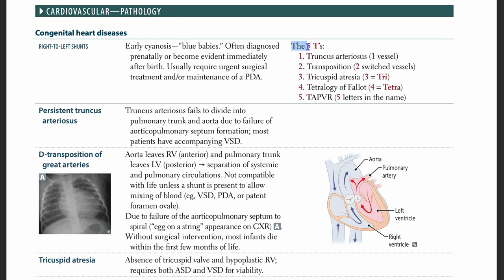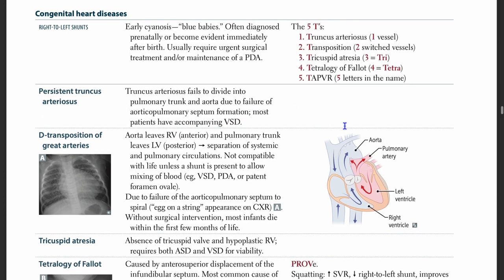So the 5Ts. One, truncus arteriosus, right? So let's read about that. Persistent truncus arteriosus. This is when the truncus arteriosus fails to divide into pulmonary trunk and aorta due to failure of aorticopulmonary septum formation. Most patients have accompanying VSD. So this is why you would get a mixture of both oxygenated and deoxygenated blood going into the system.